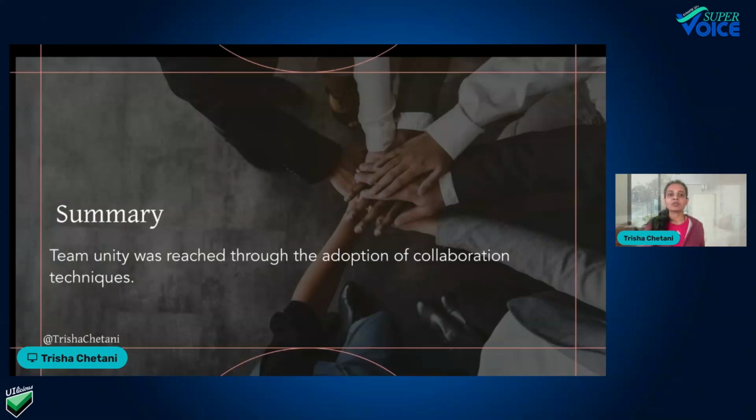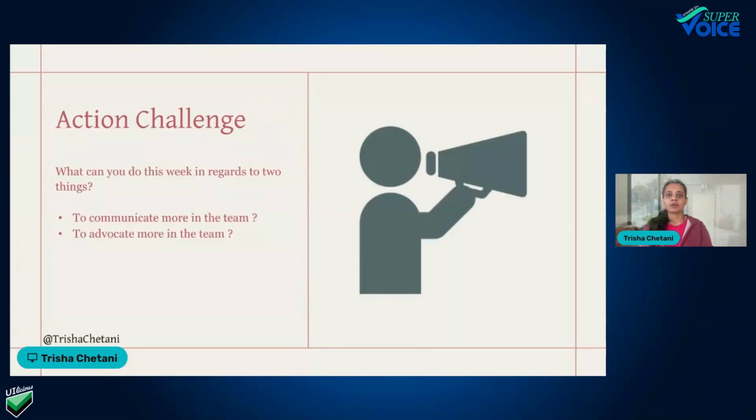I have explained numerous ways in which we did collaboration work within the team. In turn, our team became more aspired to do more, which brought more harmony in the team.